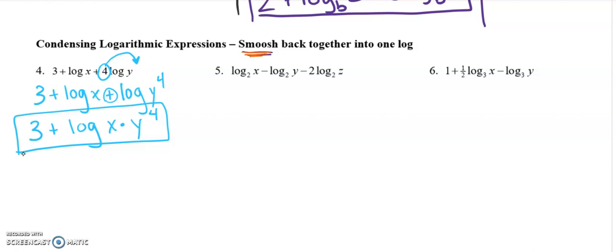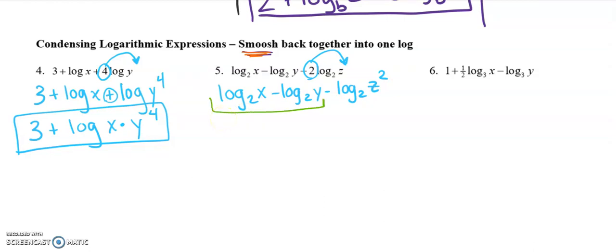First thing we want to do again is look for any coefficients, so we can move those back up. So the 2's going back up. That leaves us with log base 2 of x minus log base 2 of y minus log base 2 of z to the second power. Then we're just going to work from left to right. So I've got subtraction here, so that comes from division. So I'll have log base 2 of x over y.